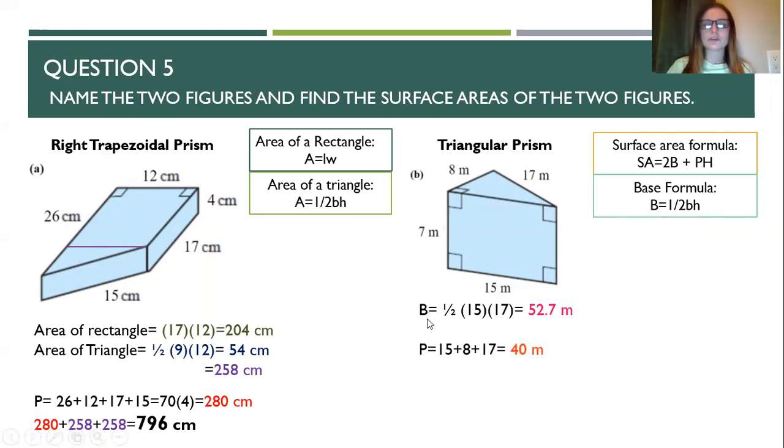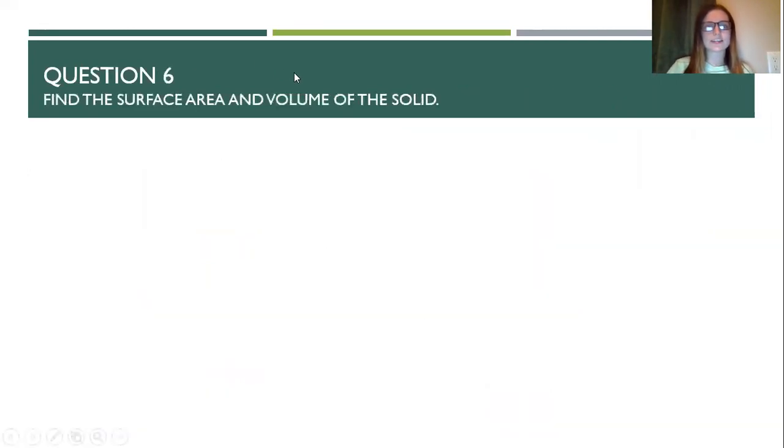And our perimeter is 15 plus 8 plus 17, which is equal to 40 meters. And then we will do our surface area formula, which is 2 times 52.5 plus 40 times 7, which is equal to 105 plus 280, which equals 385 meters. So this is our surface area for our triangular prism. Well, let's go on to number 6, our last question.